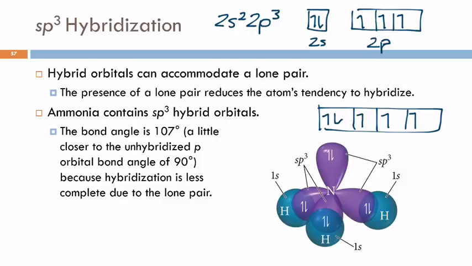Any questions? The repulsion of that lone pair will lessen the hybridization of the other hydrogen bonds. It's not really the repulsion, it's just the existence of the lone pair. The fact that there's a lone pair is going to reduce the degree of hybridization, and so it's not complete. And so then these angles, instead of being perfect 109.5, they're a little closer to the 90 degrees that would happen if you just had overlap with the p orbitals.